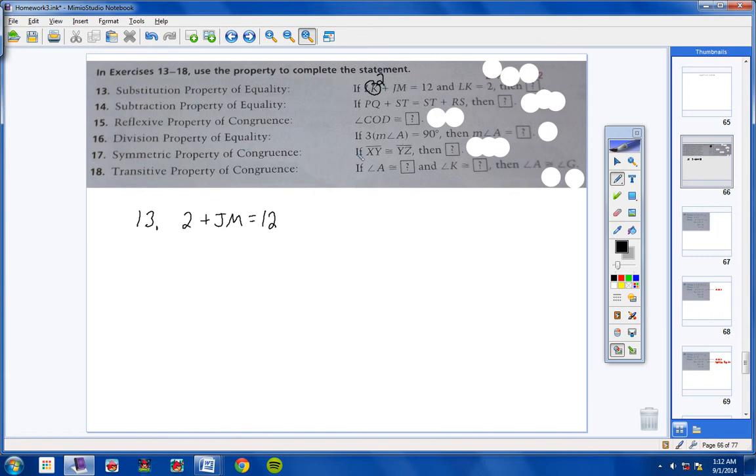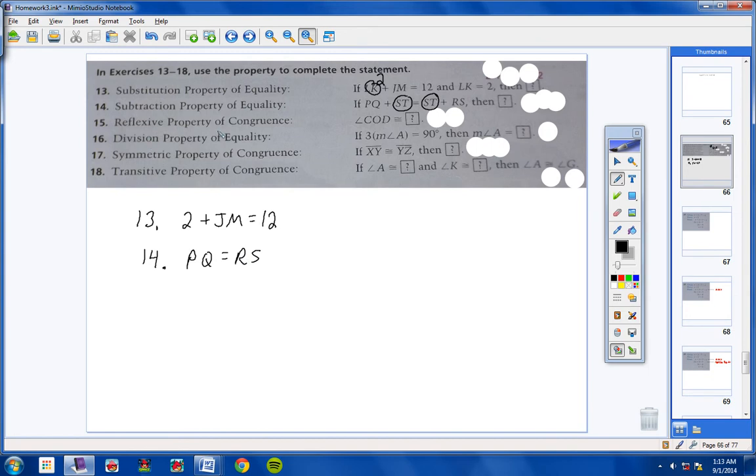All right, let's take a look at number 14, the subtraction property of equality. We have PQ plus ST equals ST plus RS. If we use the subtraction property of equality, we subtract ST from both sides, and we're left with PQ equals RS. Okay, pretty simple.